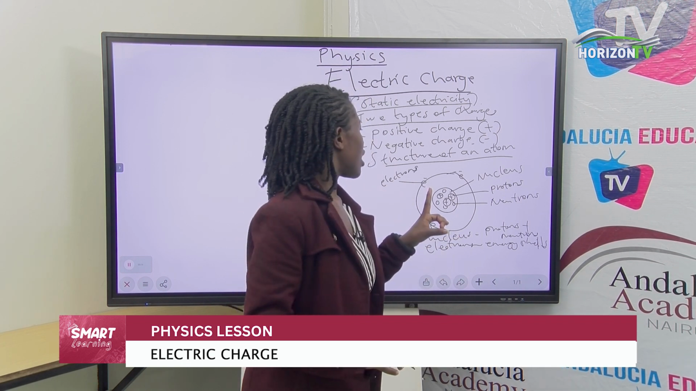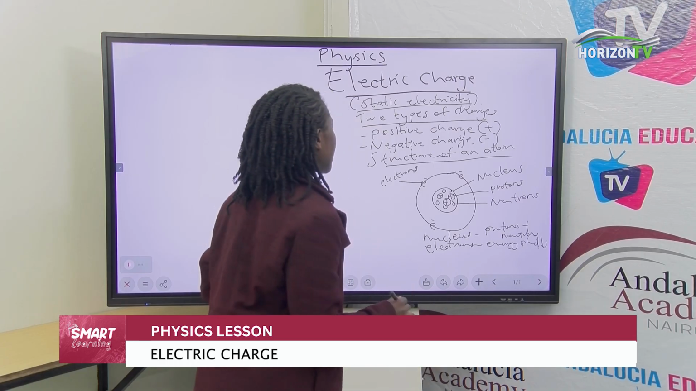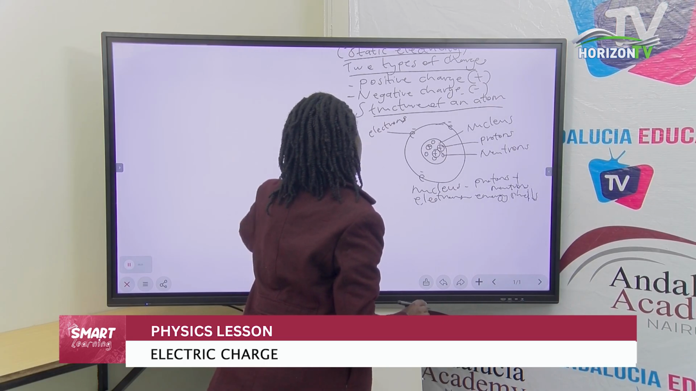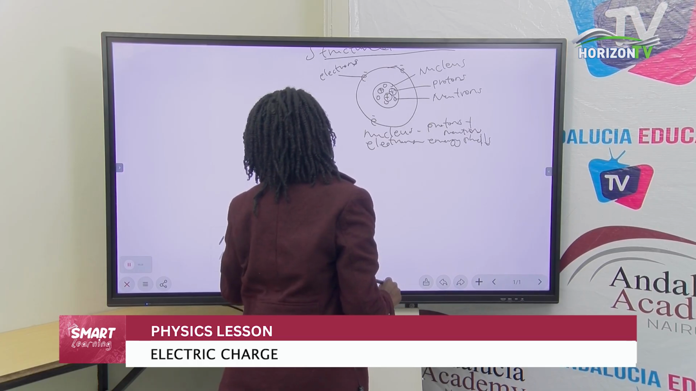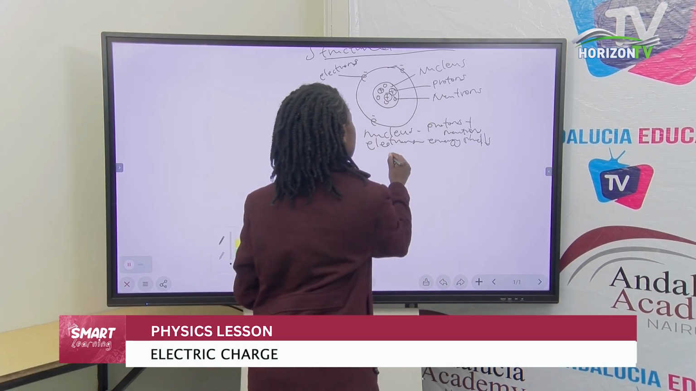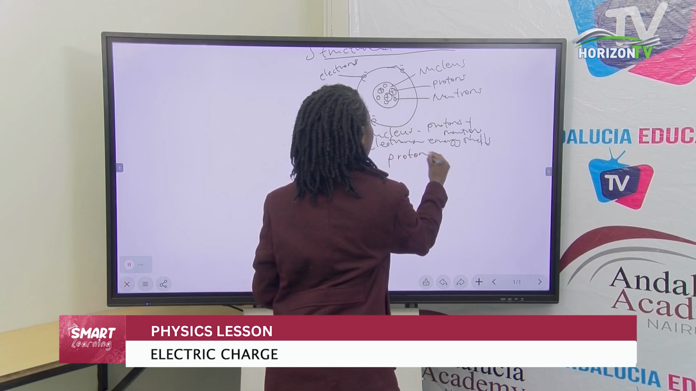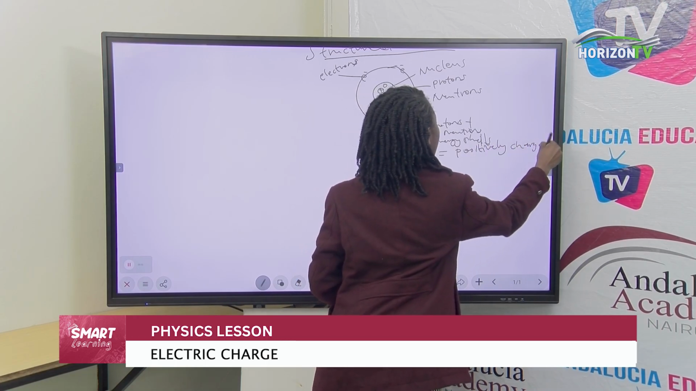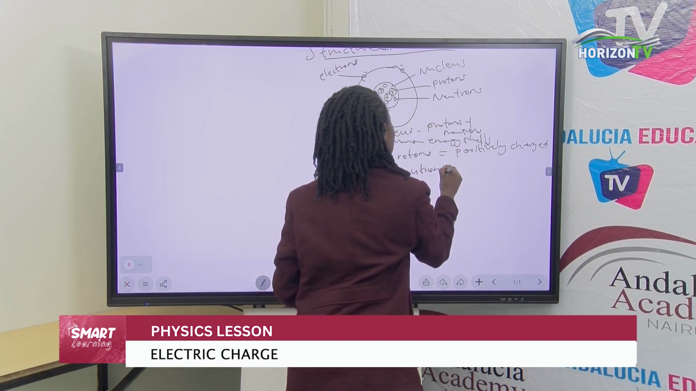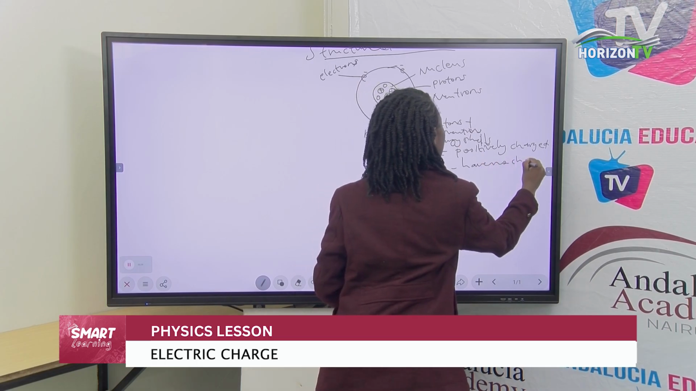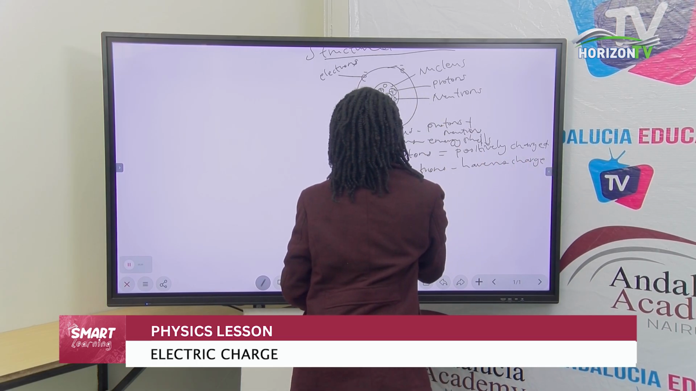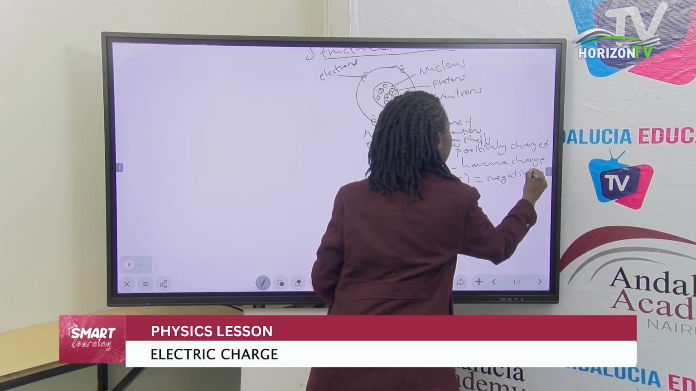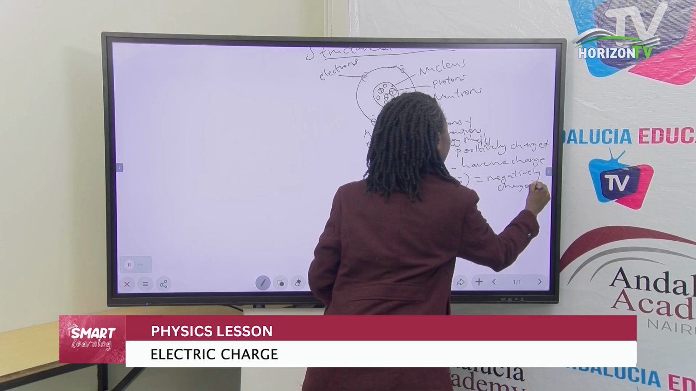Each and every particle has its charge. The protons are positively charged. The neutrons have no charge; they are neutral. And the electrons, from the symbol, are negatively charged.